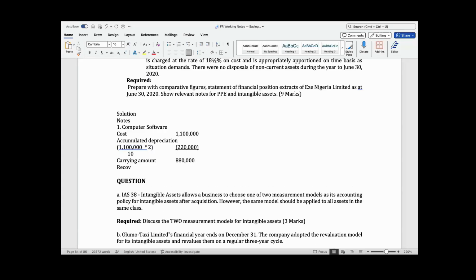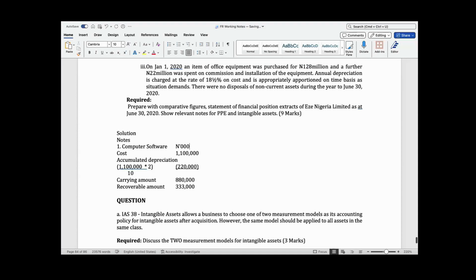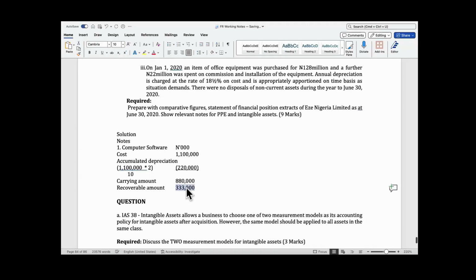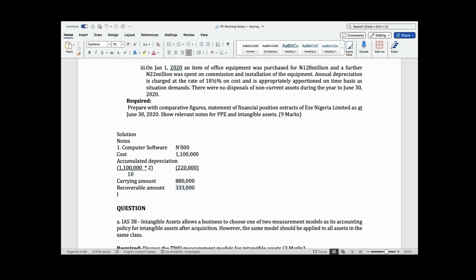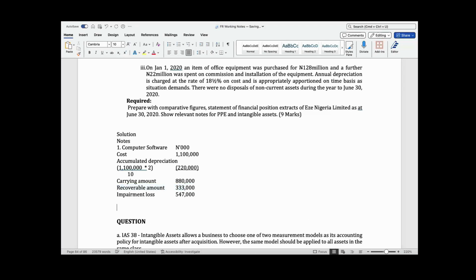880,000. And what's the recoverable amount given? 333. So just leave it like that in your notes. So apparently it's clear that we need to measure it at 333. So that means here now we can see there's an impairment loss of how much? There was an impairment loss of 547. Yeah, there's a 547,000 impairment loss. So this will be the new value now. We need to write it down.